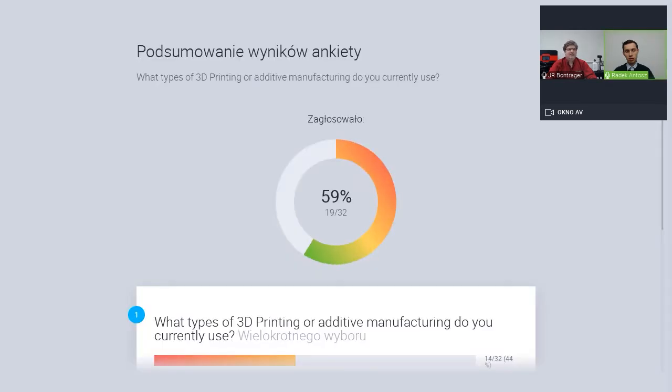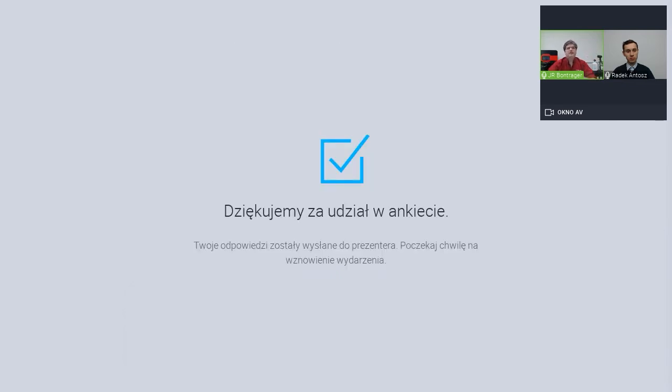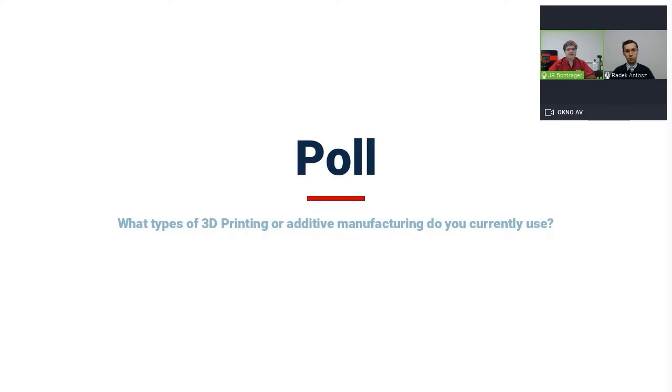There we go. All right, so we got a pretty good amount of FDM, SLS, a couple of SLA users, some multi-jet fusion and some others. So fantastic. We got a pretty good spread. So that's great. I don't have to get too crazy about 3D printing in general.